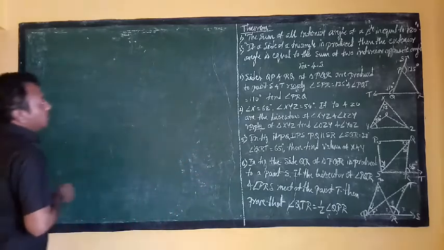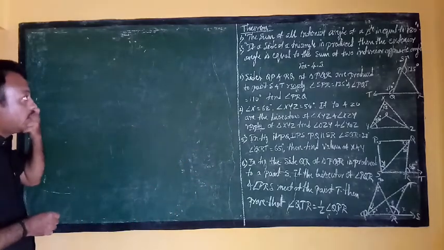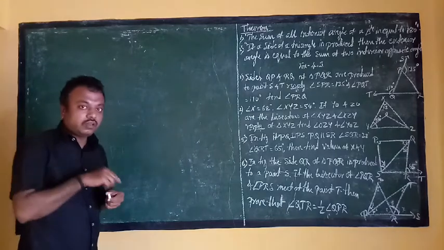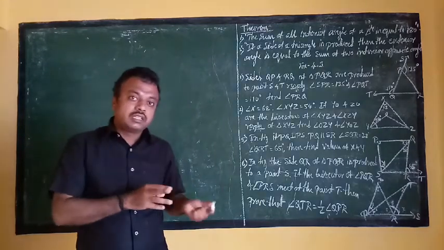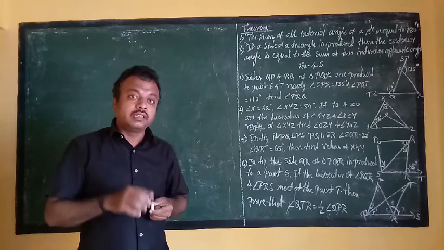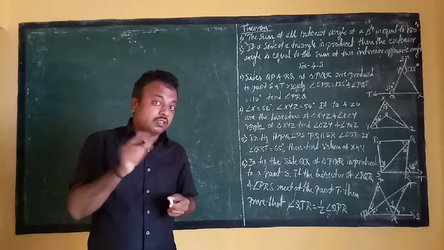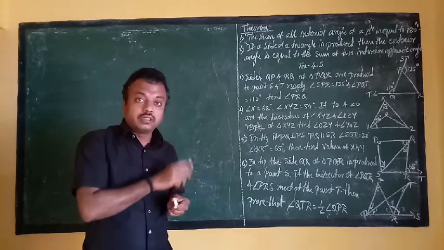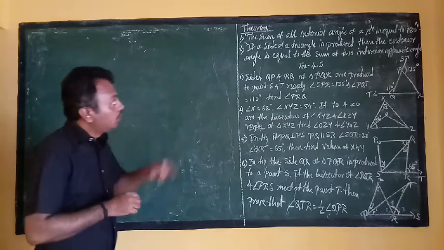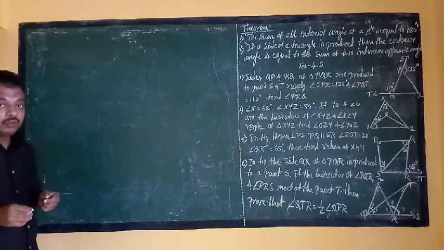So first, the sum of all interior angles of a triangle is equal to 180 degrees. We already learned this in the 5th, 6th, 7th and 8th standard. So what is that? The sum of all interior angles is equal to 180 degrees. Last year also we wanted to prove this theorem, so this year I want to show the proving of the theorem.